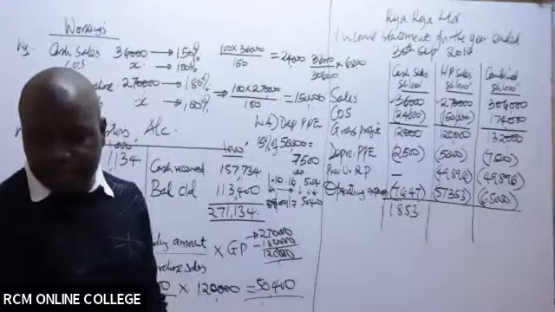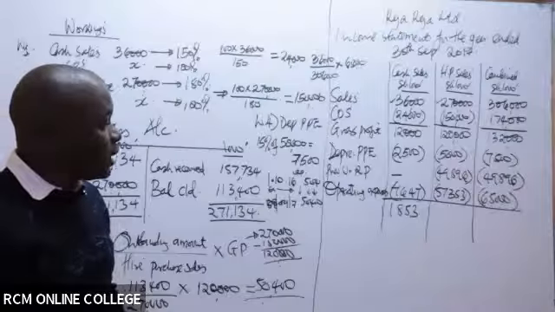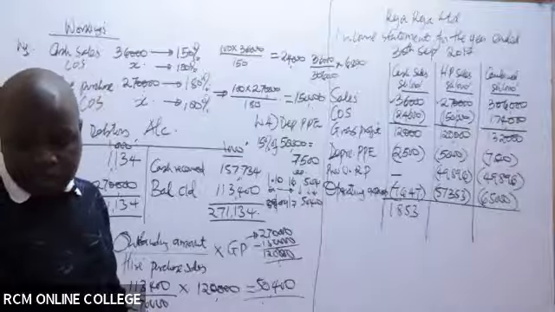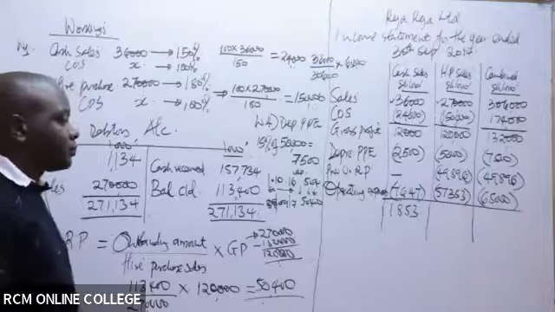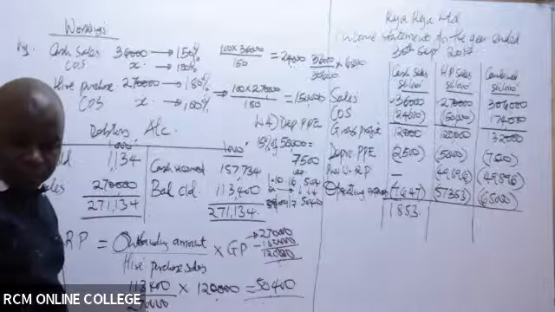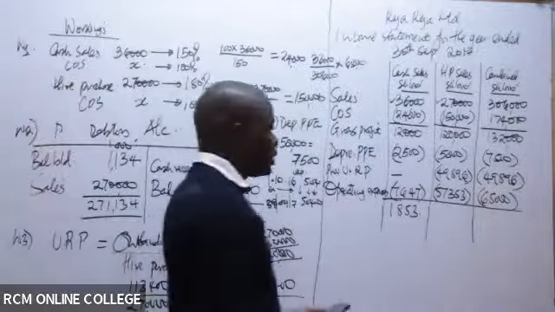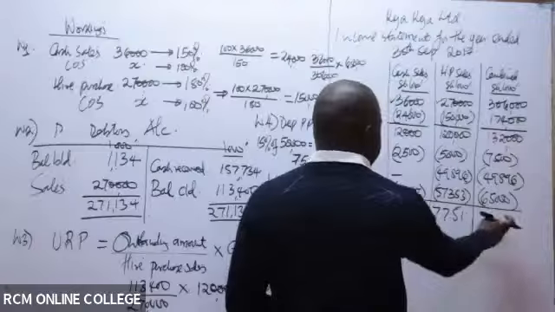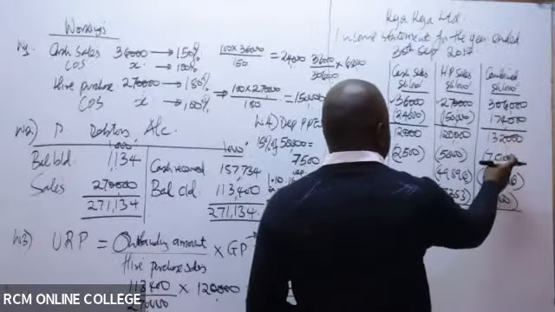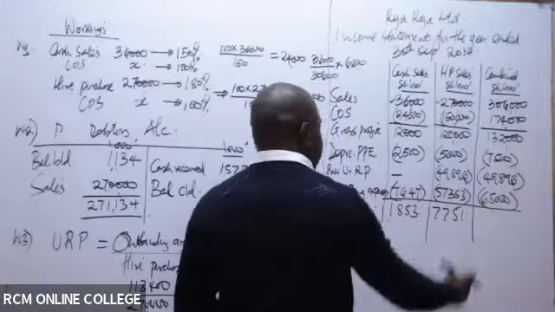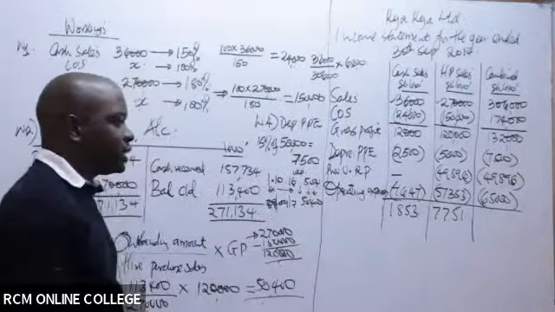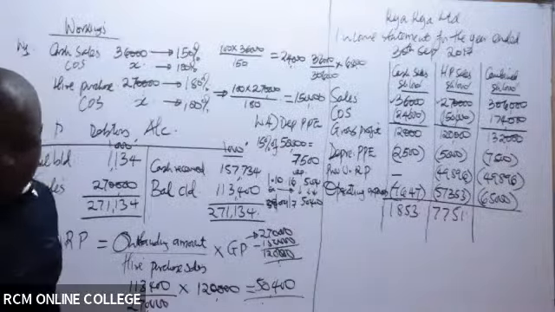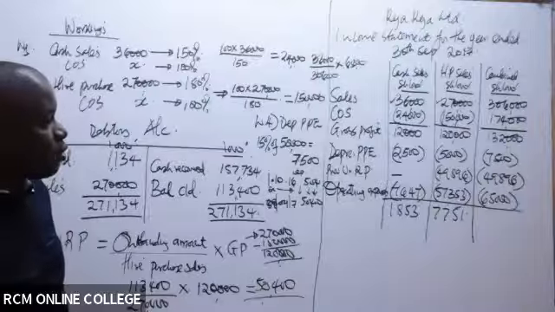What about the hire purchase sales? 7,751. So you can add the two to get it, or you can minus these ones from this one, or you can add the two. When you add the two, what are you getting as the total combined profit?